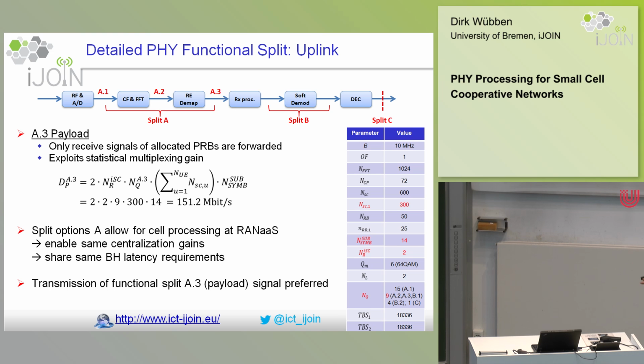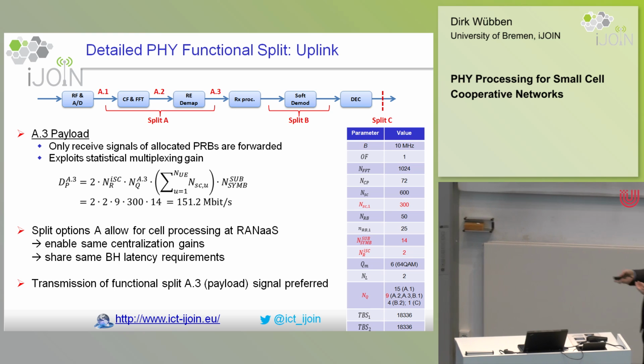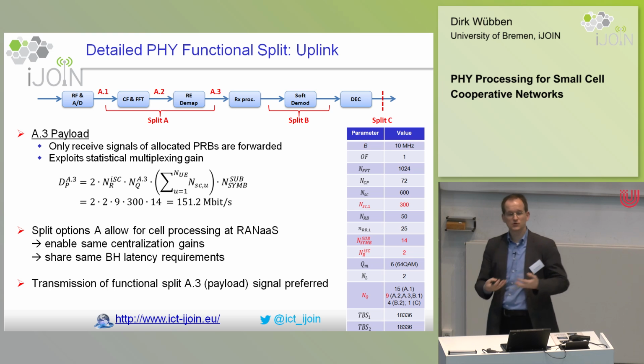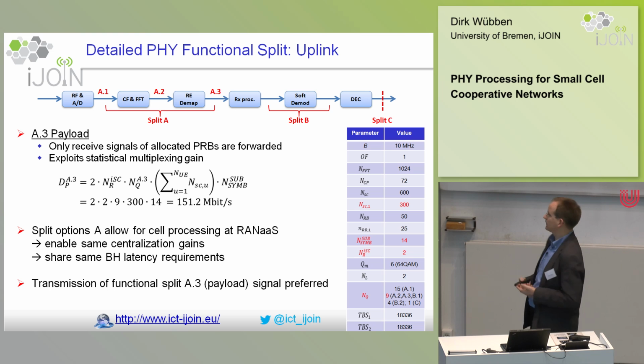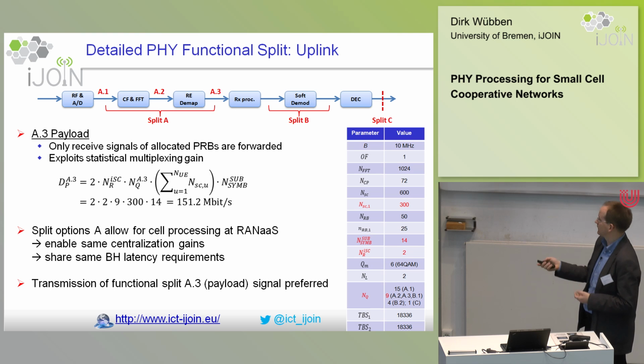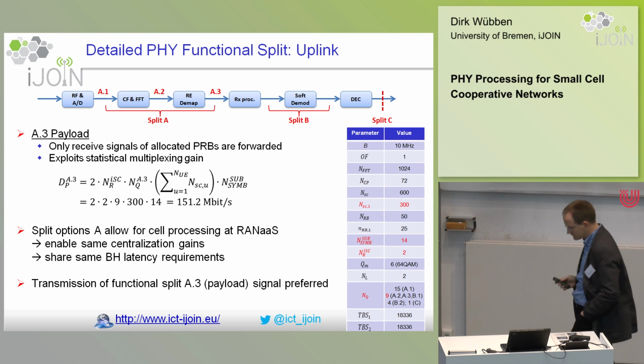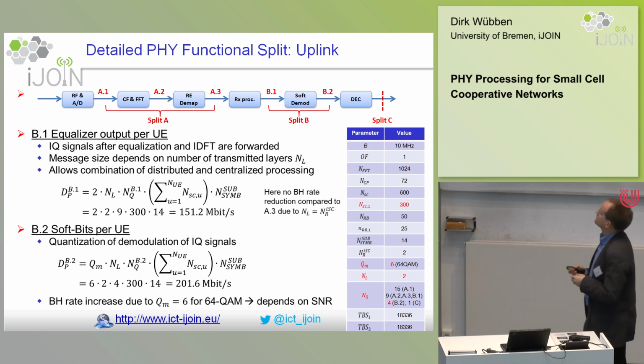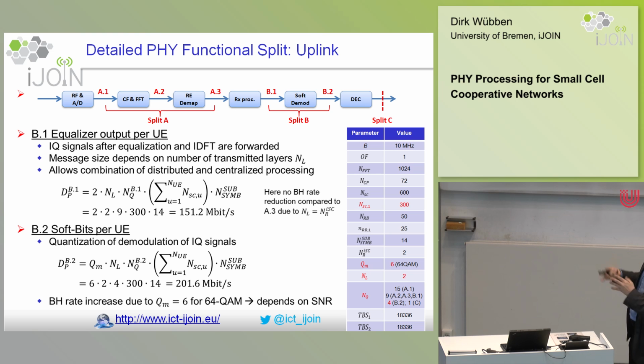However, from the efficiency perspective, this functional split A3, where I just forward the signals which are really useful in order to detect the users in my cell, should be really preferred from among these different sub-options. When we talk about functional split B, then we have some kind of receive processing.